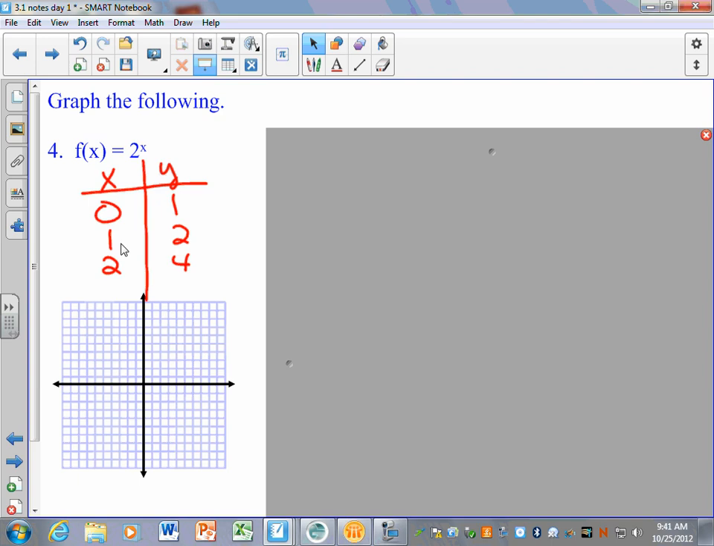If I plug in 3, I would get 8. 4, I would get 16. It goes up very quickly. That's why we say it grows exponentially. What happens if I plug negative numbers in? Like -1.